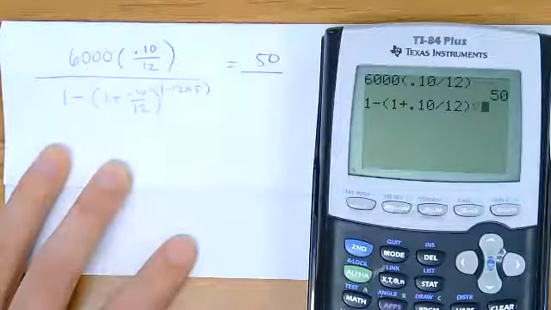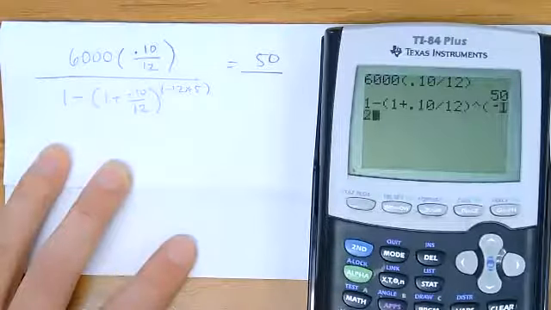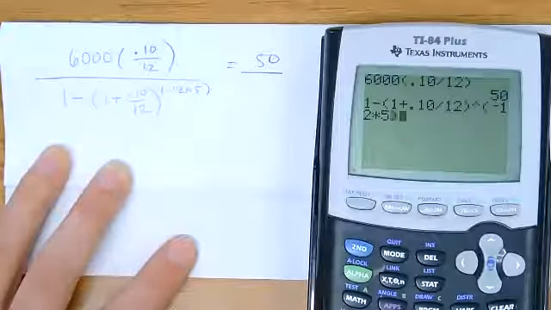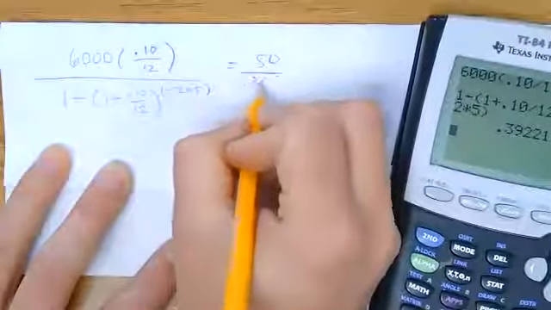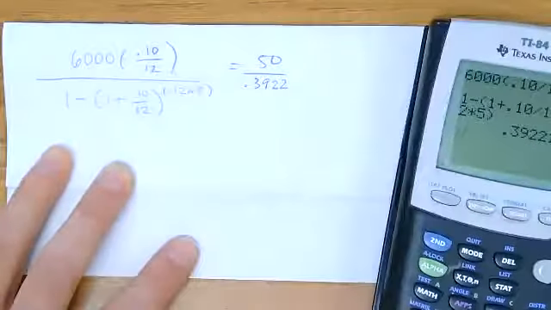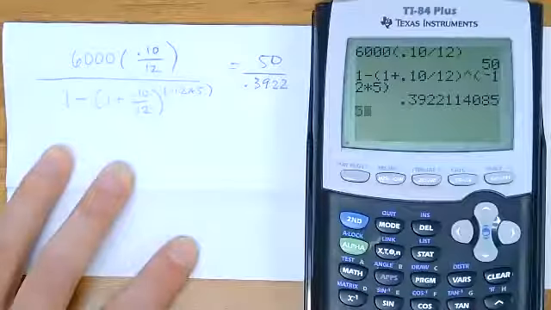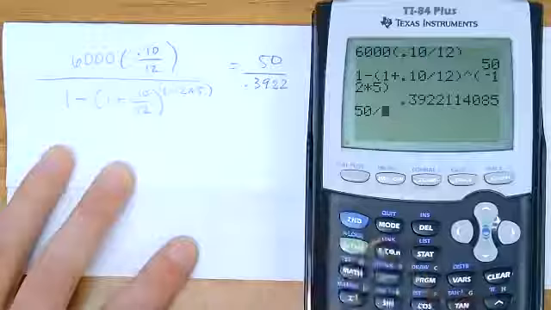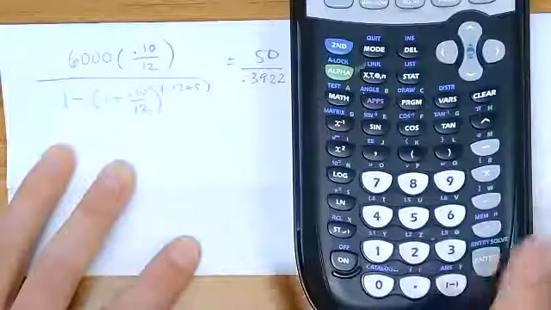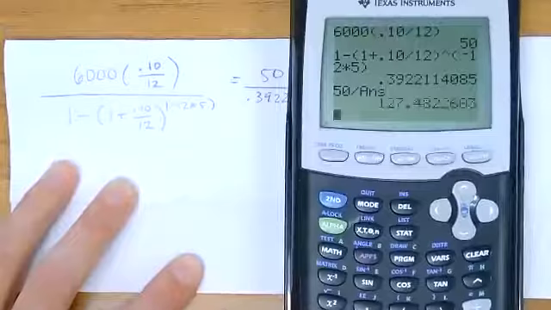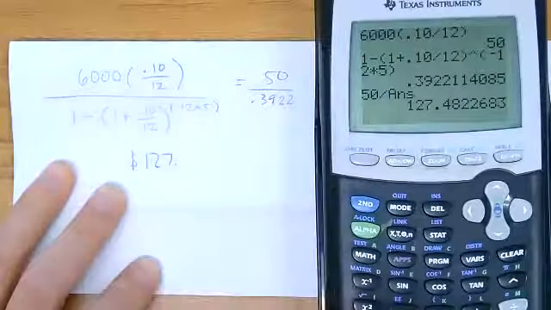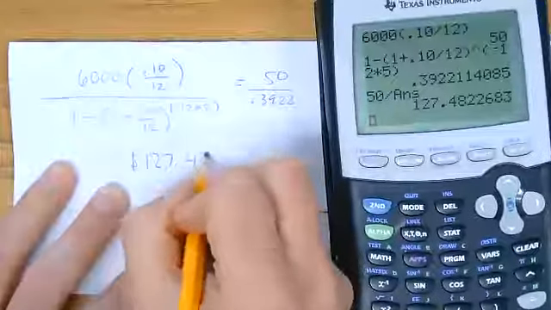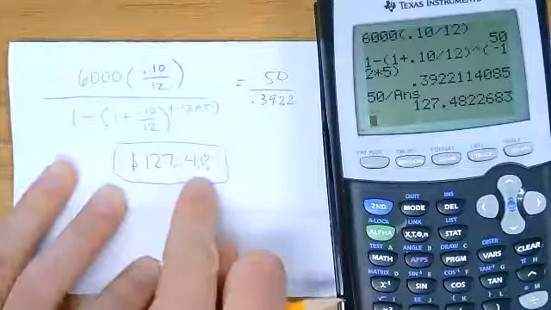Now I'm going to raise that to the power, and because it's that caret, I've got to put parentheses, negative 12 times 5, and then close my parentheses. And I get that 0.3922. And you're welcome to just do this 50 divided by 0.3922, or you can do what I like, which is 50 divided by the blue button and then the answer button right here. Okay, 50 divided by the previous value, so I get roughly $127.48.